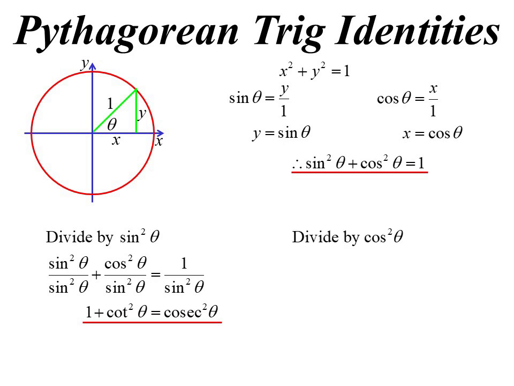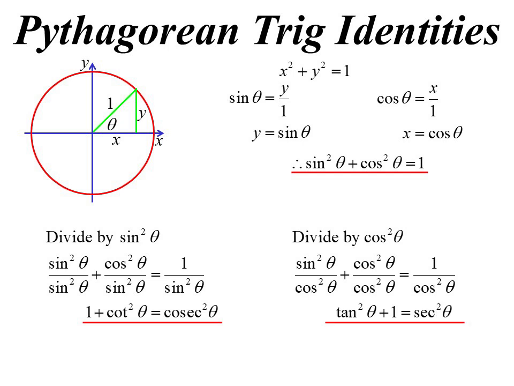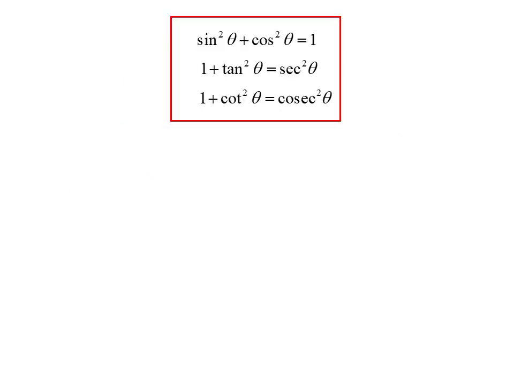But instead of dividing by sine squared, say I got that first one and divided everything by cos squared instead. Then we get sine on cos, which we know is tan. Cos on cos becomes 1, and the reciprocal of cos is of course sec. And we get the third of our trig identities. So essentially they are the 3 Pythagorean trig identities. Sine squared plus cos squared is 1, 1 plus tan squared is sec squared, 1 plus cot squared equals cosec squared.